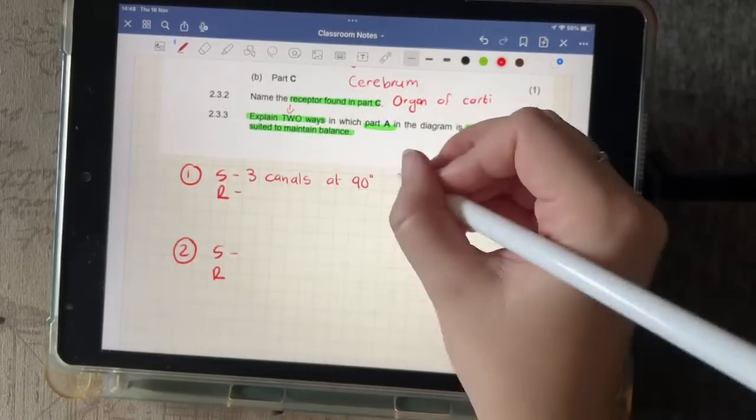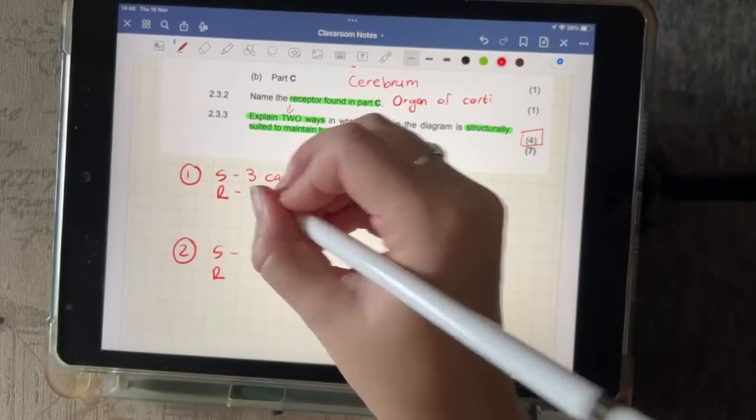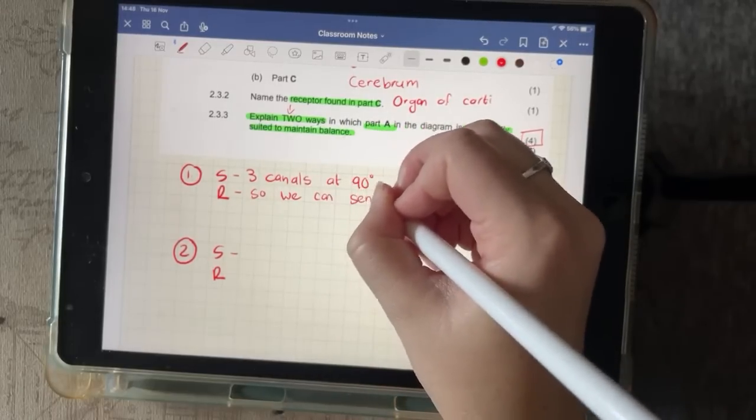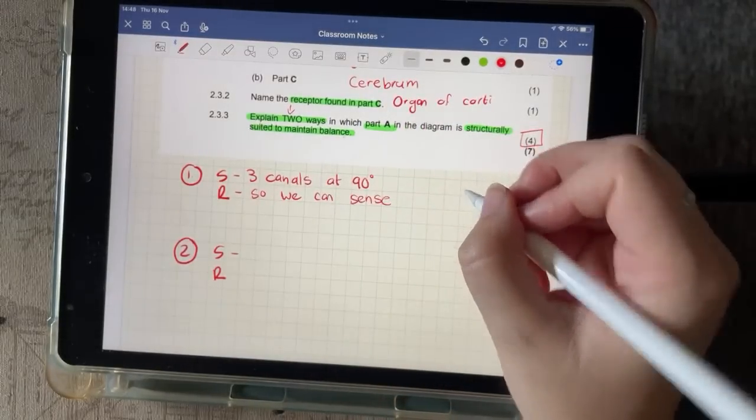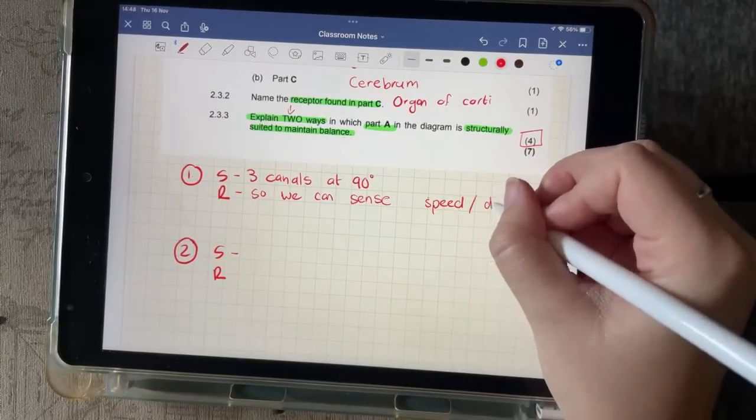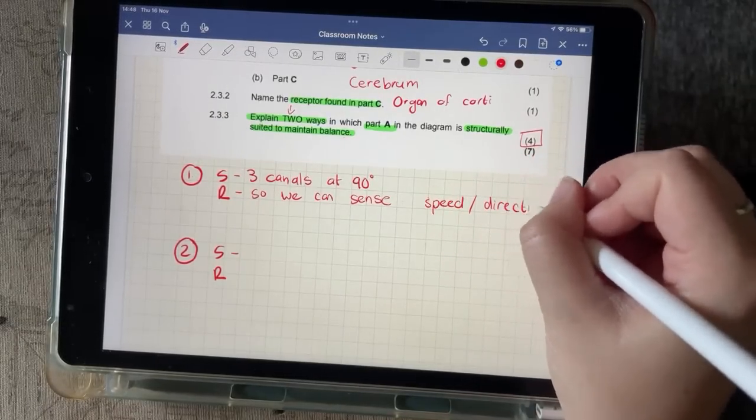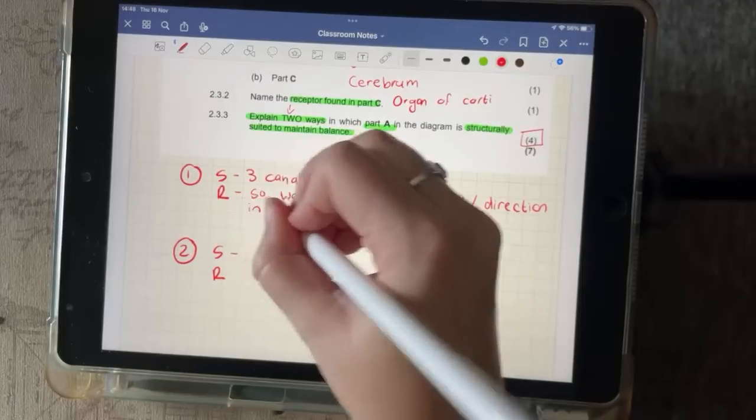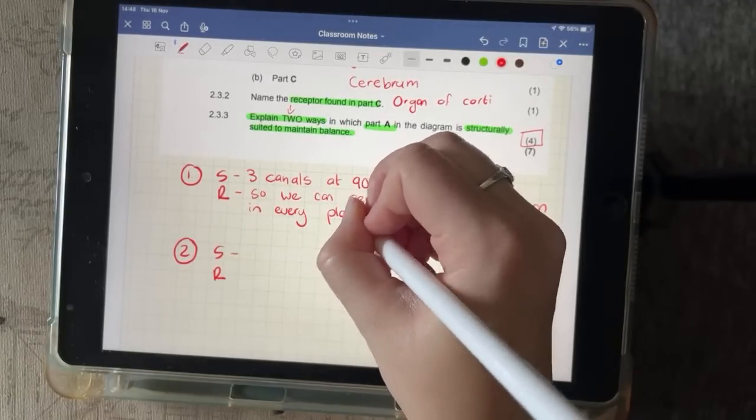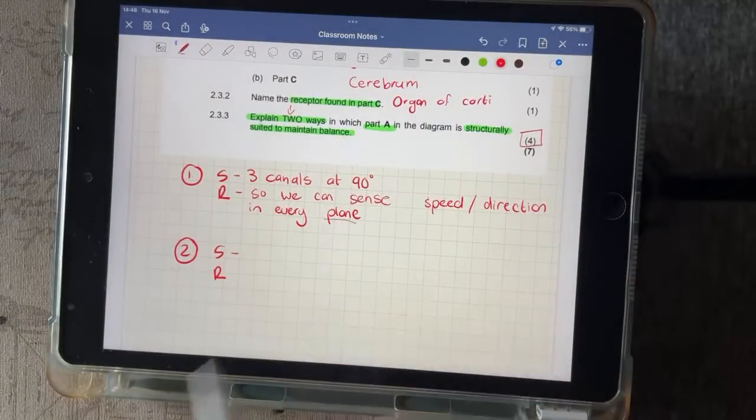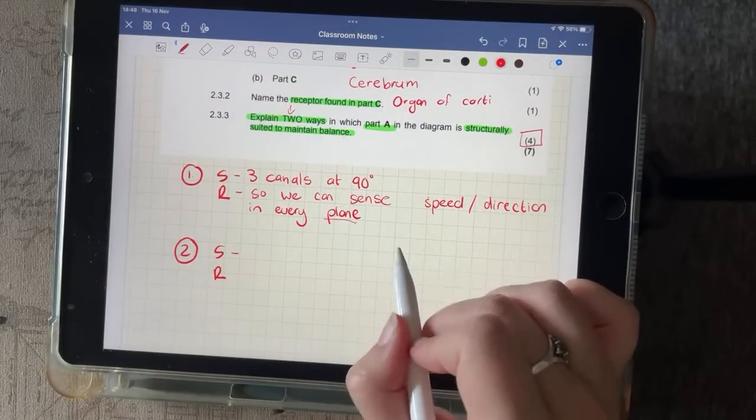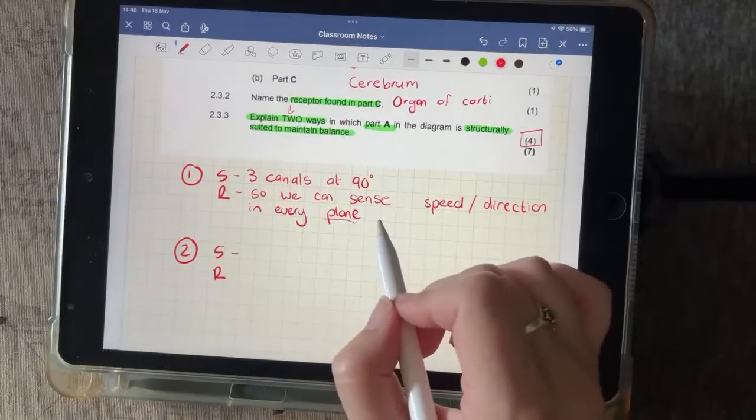Reason being, why do we have that? So we can sense, what are we sensing? Speed or direction in every plane. And what that means is, plane, by the way, means is it up and down, left and right, or forward and backwards? So that's the first structural adaptation.